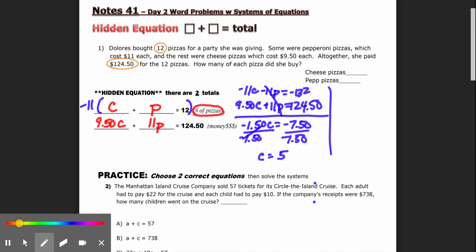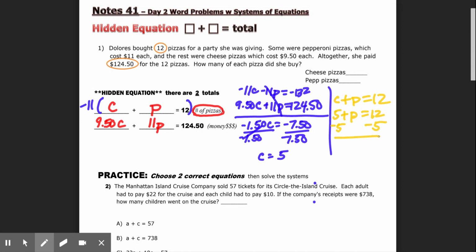All right, so what we could do, if you think about it, there's 12 total pizzas, and if 5 of them are cheese, then technically 7 of them would be the pepperoni. But if you just need to see it, we've got our cheese plus pepperoni equals 12. So we know there's 5 cheese plus pepperoni is 12. Subtract 5 from 12. And so your P is going to be 7. So the 2 different kinds are cheese pizza, there are 5 of them, and pepperoni, there are 7, which gives you a total of 12 pizzas.